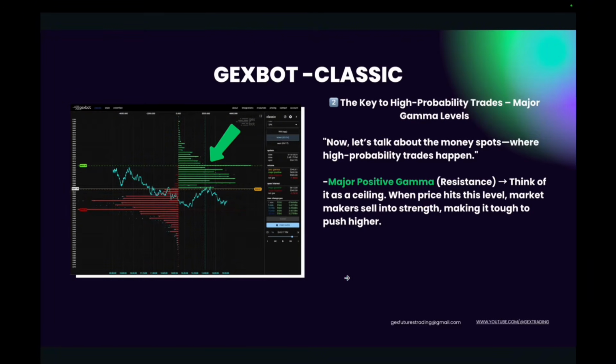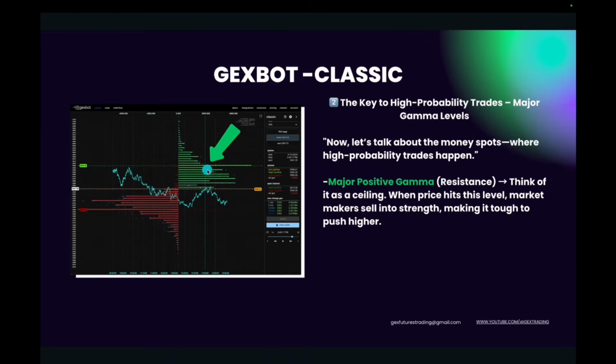So if you want to have 1 or 2 trades per day, high-probability trades with a high probability of success, Classic is what you need, right? So why? The key to high-probability trades is to trade only at the major gamma levels, right? The major positive gamma usually acts as a resistance. Think of this as a ceiling.